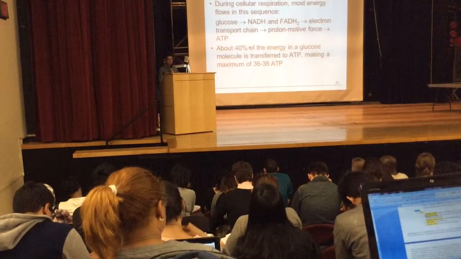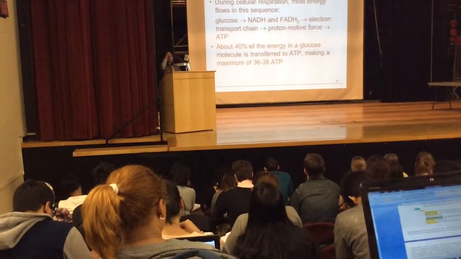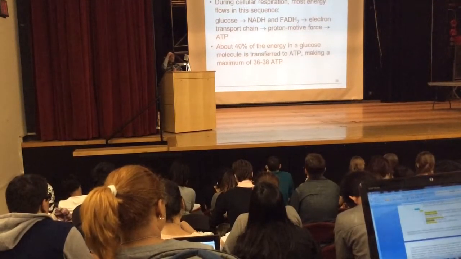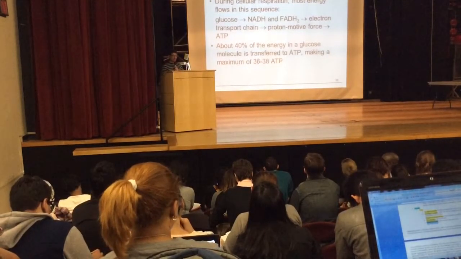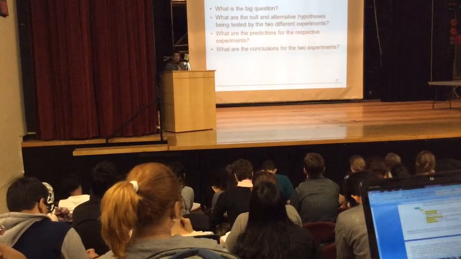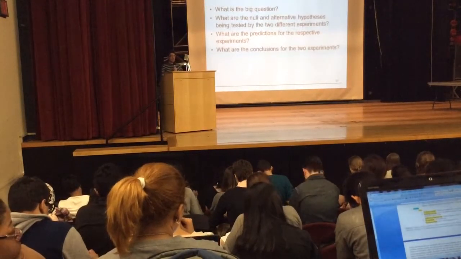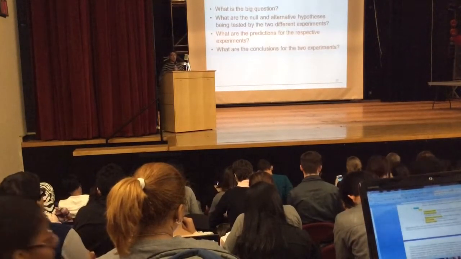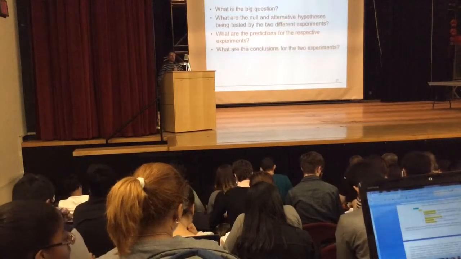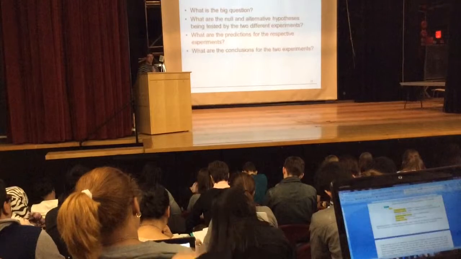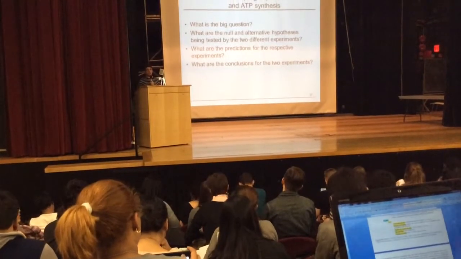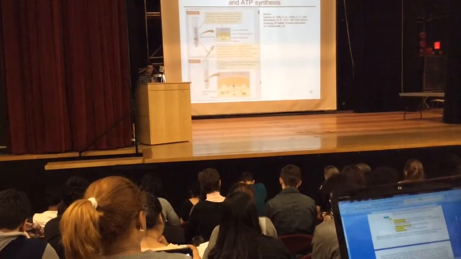So the efficiency is about 40%, which you might think, God, that's really not that efficient, but it is more efficient than anything man-made. So you still have to be in awe of nature and that this is a highly efficient process. So now we're going to take a look at a couple of experiments that helped us figure out the importance of the proton gradient and the protein ATP synthase in the process of synthesizing ATP through chemiosmosis.